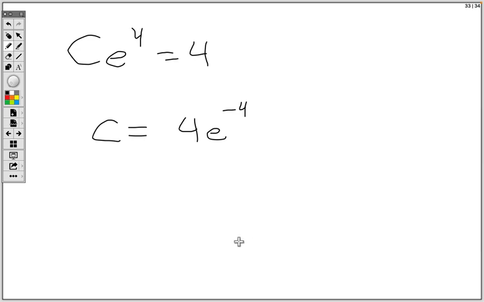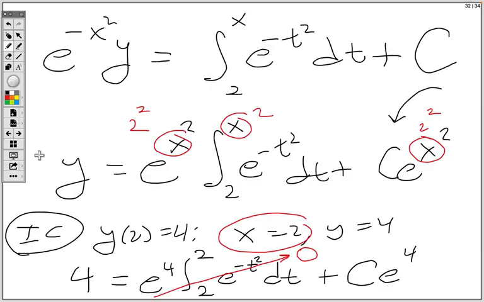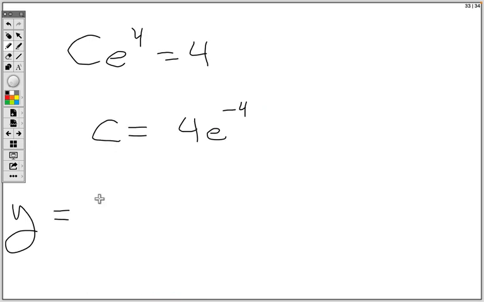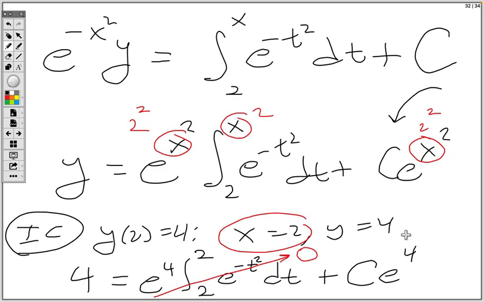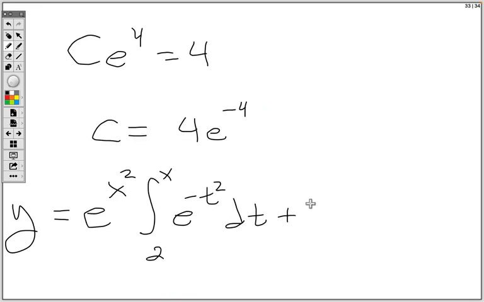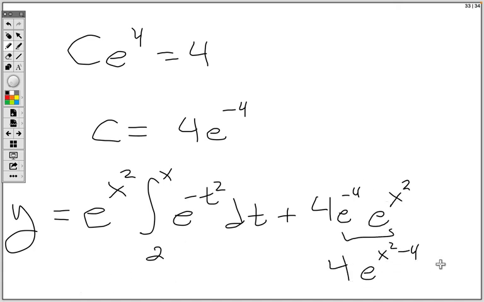And so my final answer for y equals, I got all of this stuff, plus my C. And since I've got the same base, I can go ahead and rewrite this as e to the x squared minus 4. Okay.